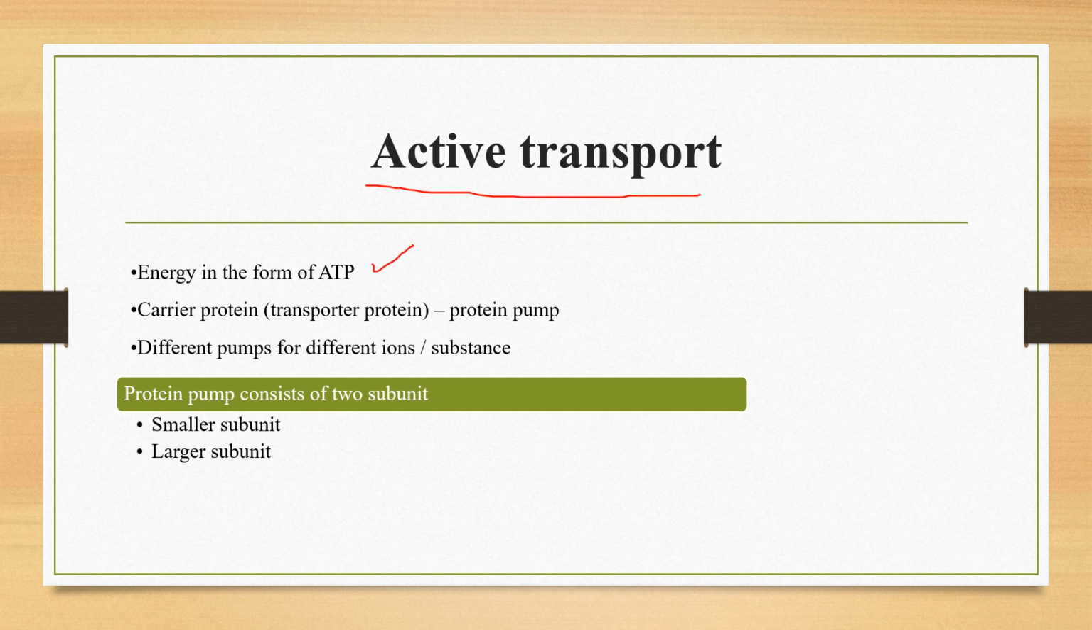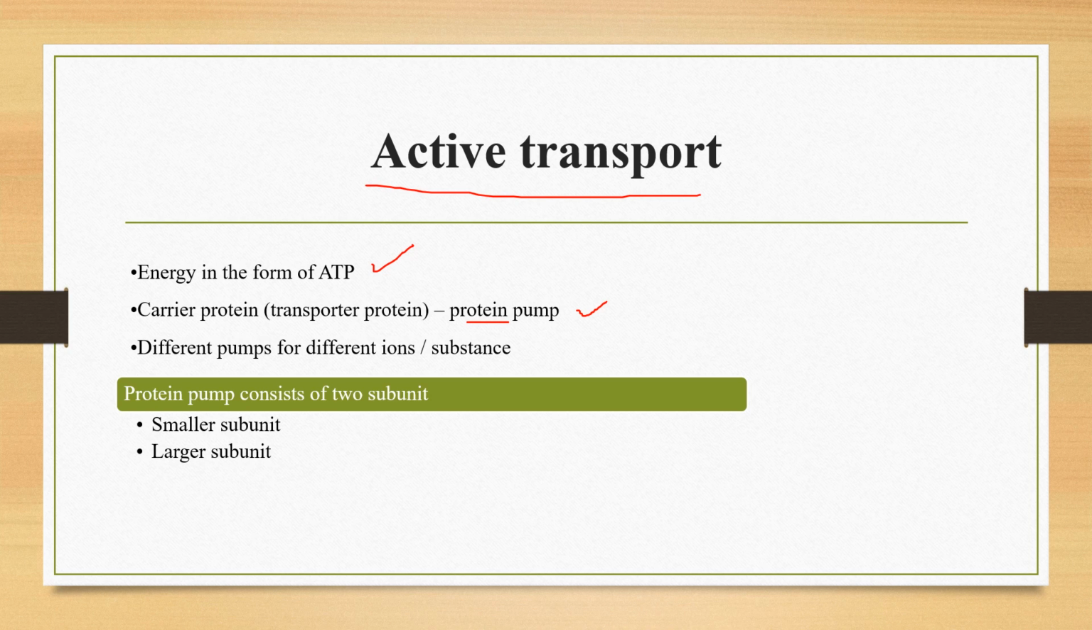The second thing is the carrier proteins, like the transporter protein. In the case of the sodium potassium pump, this carrier or transporter protein is called the protein pump, and the protein pump is also very important. The third point is different pumps for different ions or substances, meaning for each and every ion, the pumps are different.